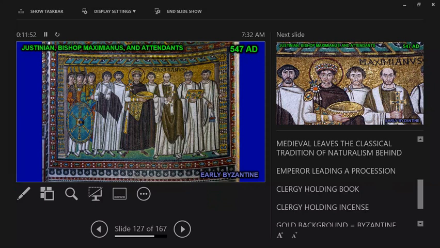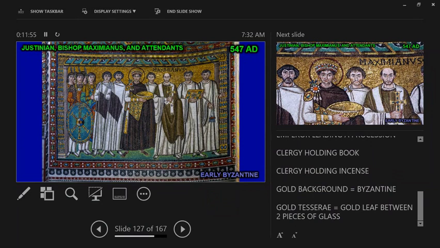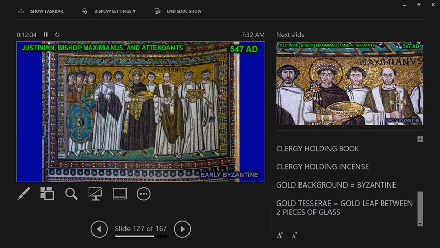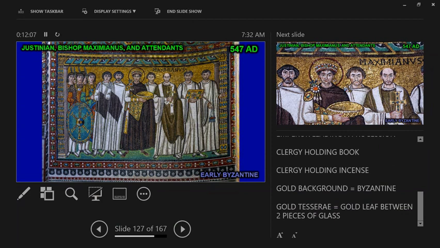So the emperor is leading a procession, and like I pointed out, the clergy is holding a book, most likely the Bible, and they're holding incense. That object is called a censer. And the other thing is, later on, for the test, you need to be able to identify what style something is. A big giveaway for Byzantine is a gold background. That is a very common Byzantine trait in these mosaics. Make sure that you write that down.